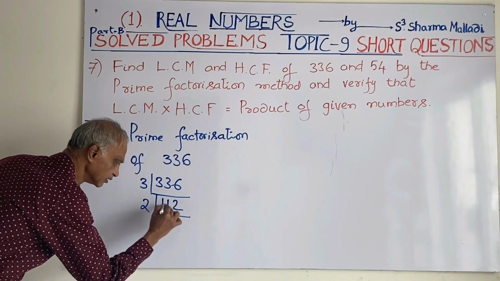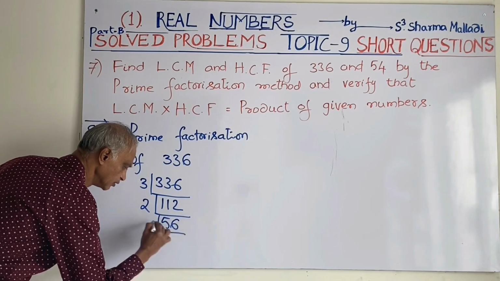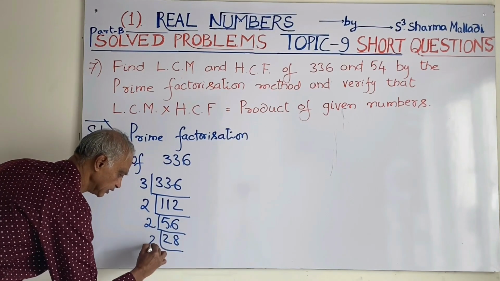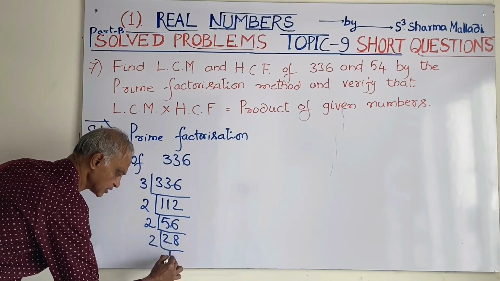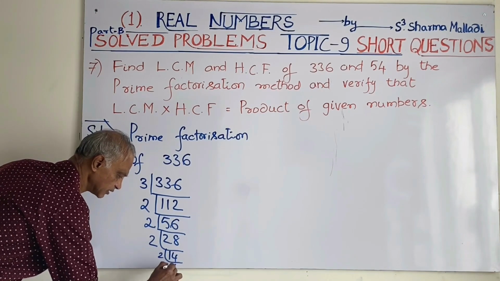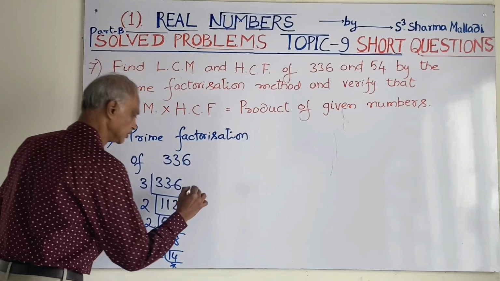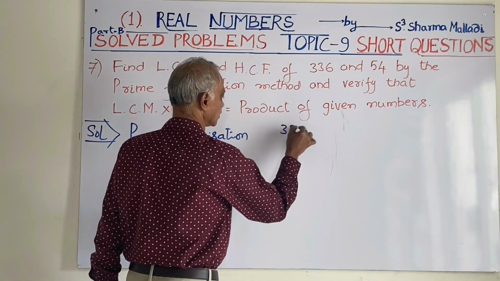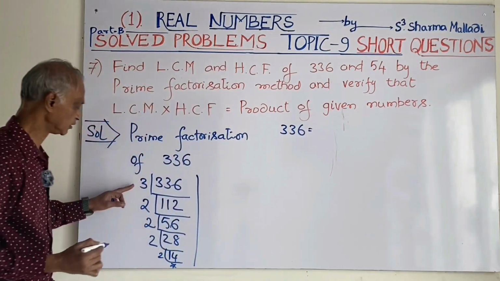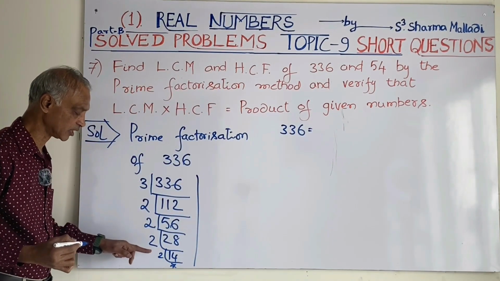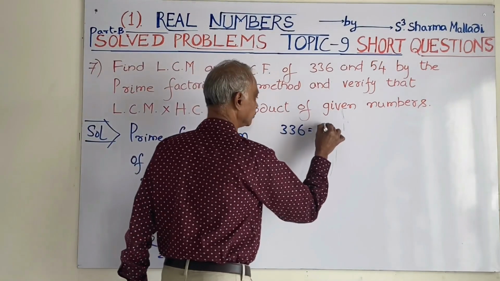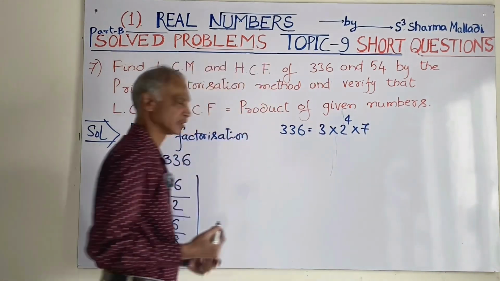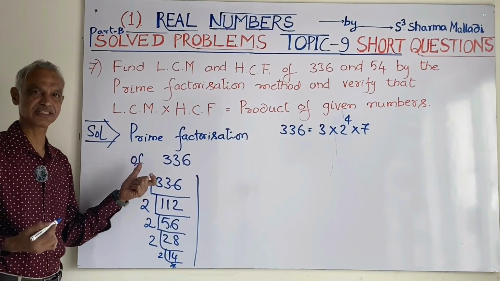2 fives are 10, 2 sixes are 12. Again, you do with 2. 2 twos are 4, 2 eights are 16. Again, do with 2. 2 14s. 2 7s. It will go. Now, 336 is equal to 3 into 2 to the power of 4 into 7. That is the prime factorization of 336.